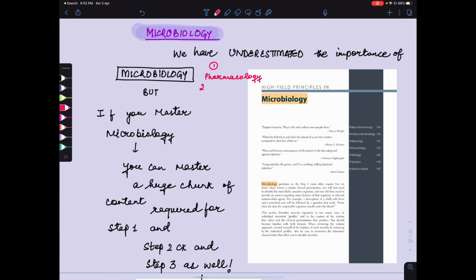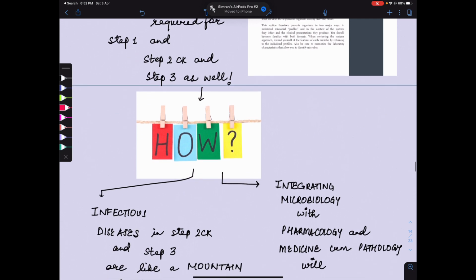It is also linked to Step 2 CK, to a system there that is infectious diseases. Infectious diseases is such a lengthy system when you start preparing for your CK. And you will get to know that if you have mastered microbiology, you can master infectious diseases as well. All right, now coming to the further process.